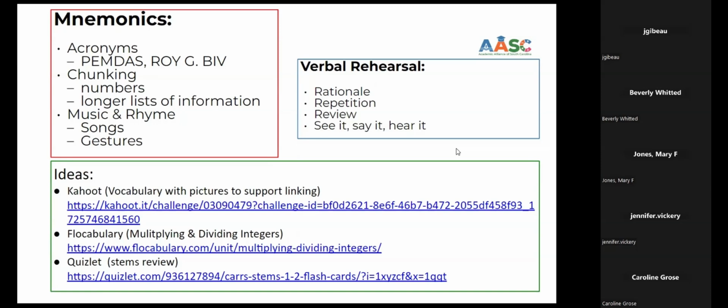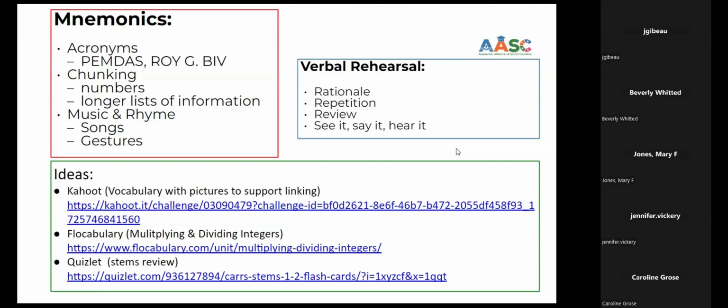Or ROY G. BIV for the colors in the spectrum for a science class. Acronyms are great. Those types of mnemonics are very helpful. Again, that's something I live with every day teaching 7th grade math. So that PEMDAS one is a big one.